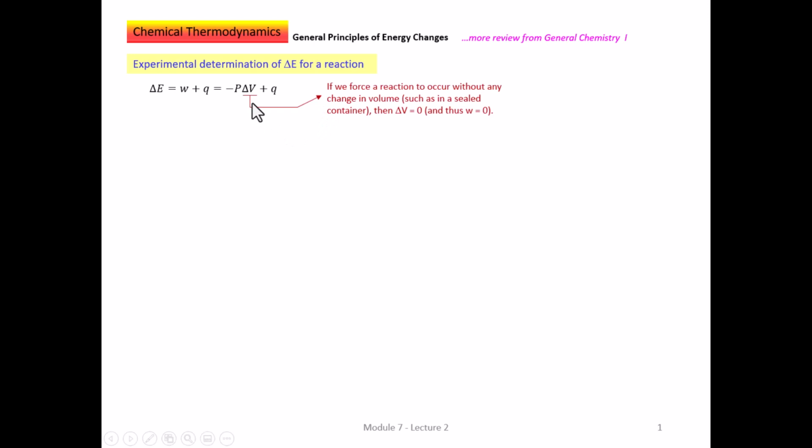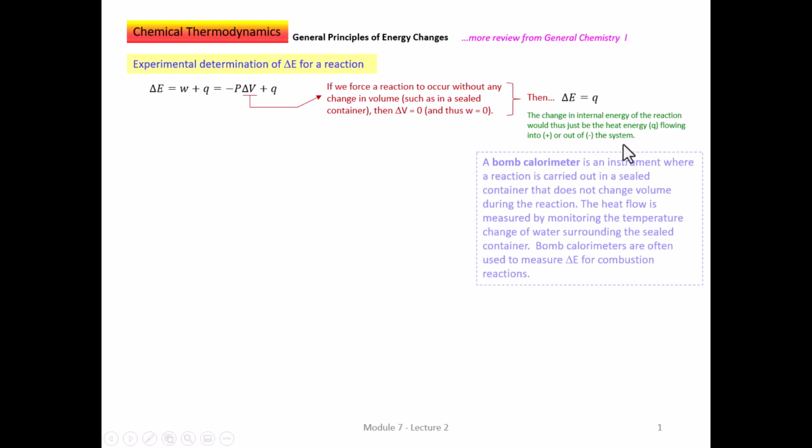If we forced a reaction to occur without any change in volume, such as in a sealed container, then technically delta V, the change in volume, would be zero, which would make the work term here zero. And so the change in internal energy would simply be equal to the heat flow, Q. So the change in internal energy of the reaction can be measured by just measuring the heat energy flowing into or out of the system.